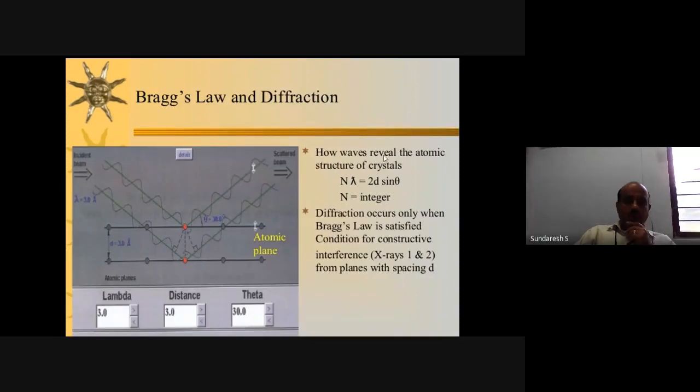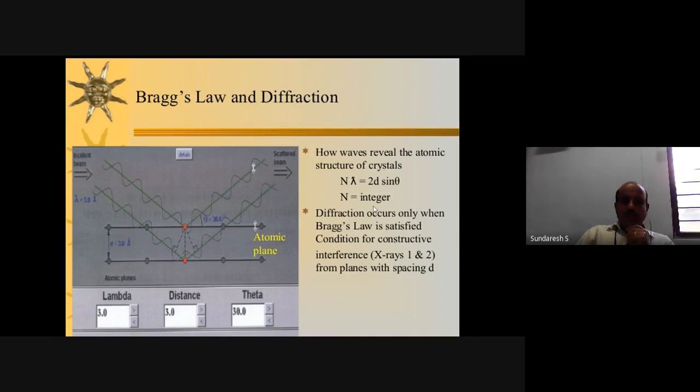So, how waves reveal the atomic structure of crystals. This is the incident beam, and this is the scattered beam. And this is another incident beam at a wavelength of 3 angstroms. Once it impinges here, it gets scattered. This is the atomic plane. Look at this, how it gets in here and how it is being moved.